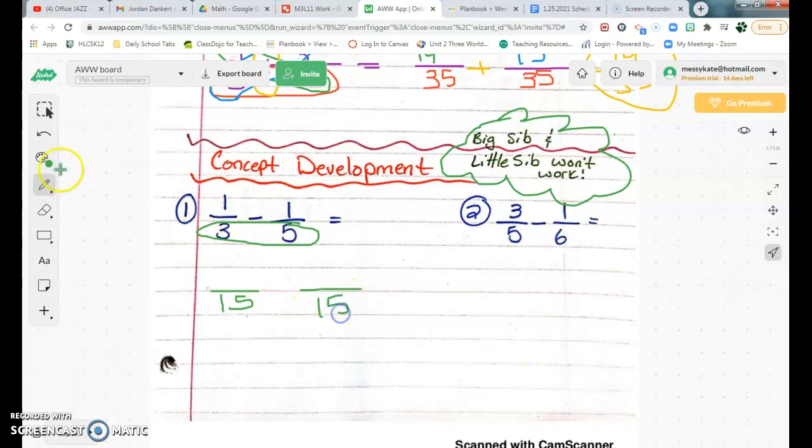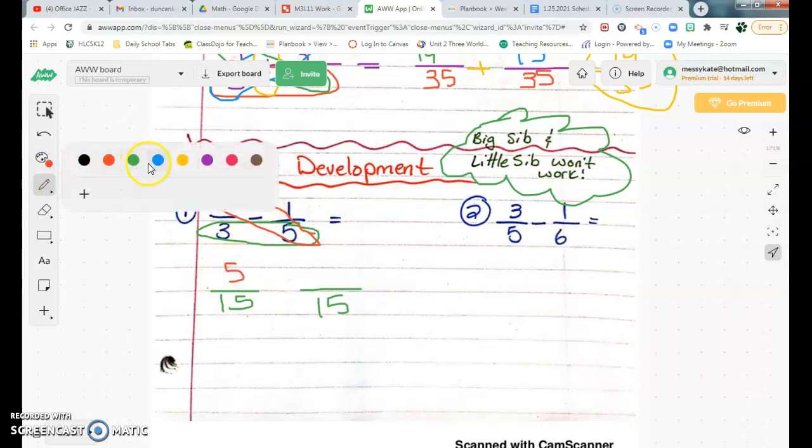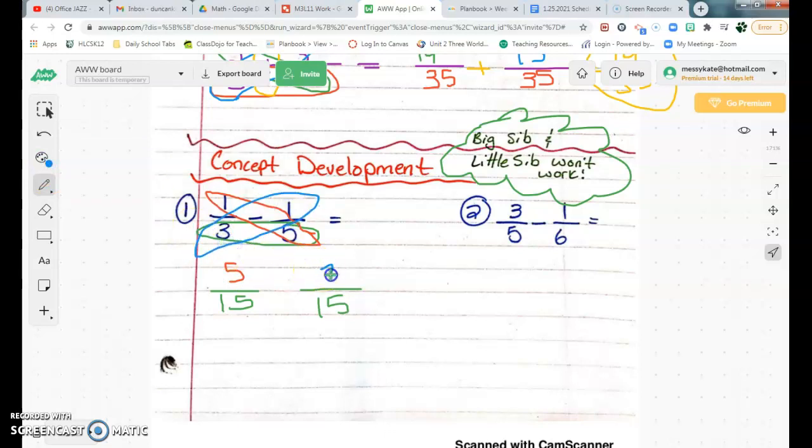Then I'm going to do the right wing of the butterfly. I'm sorry, left wing. I keep saying that wrong. 5. Then the right wing of the butterfly, 1 and 3, which is going to give me 3. Then I'm going to do the body of my butterfly, which is telling me it's subtraction. I know that 5 minus 3 is 2, and my denominator is going to stay 15. So my overall fraction is 2/15.